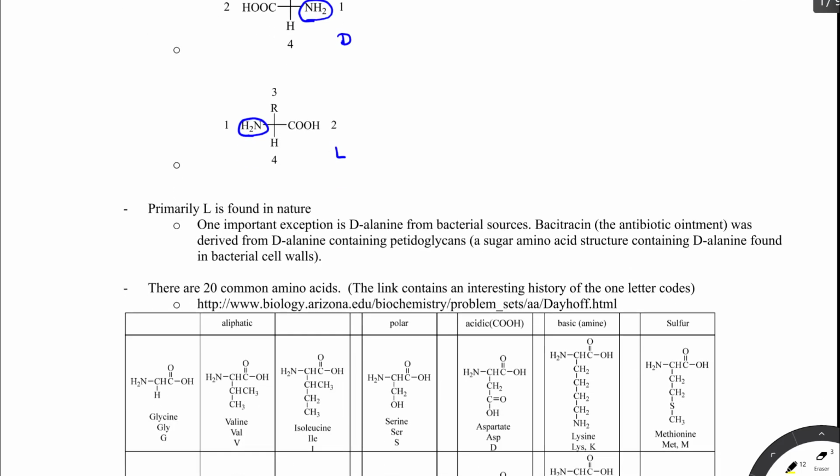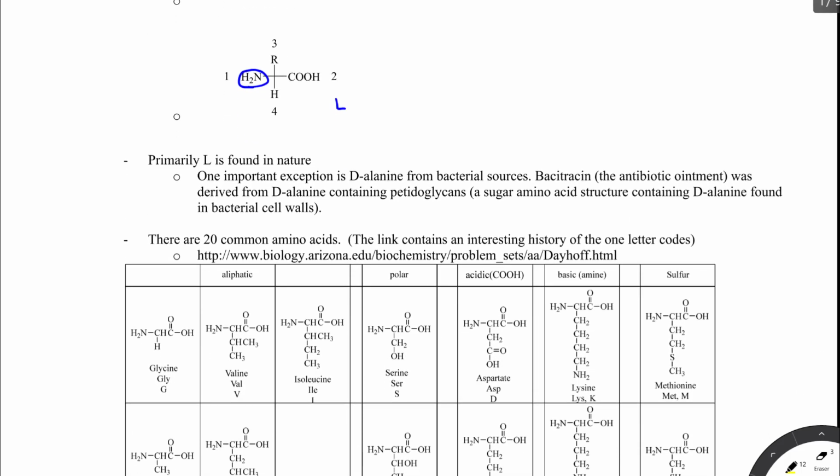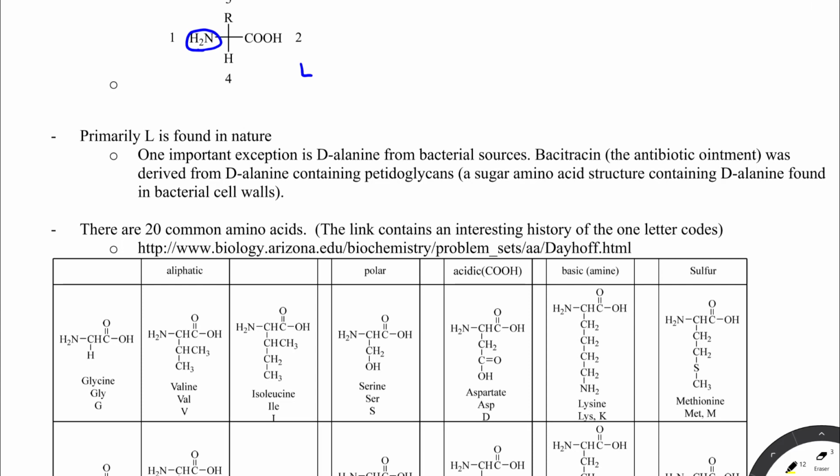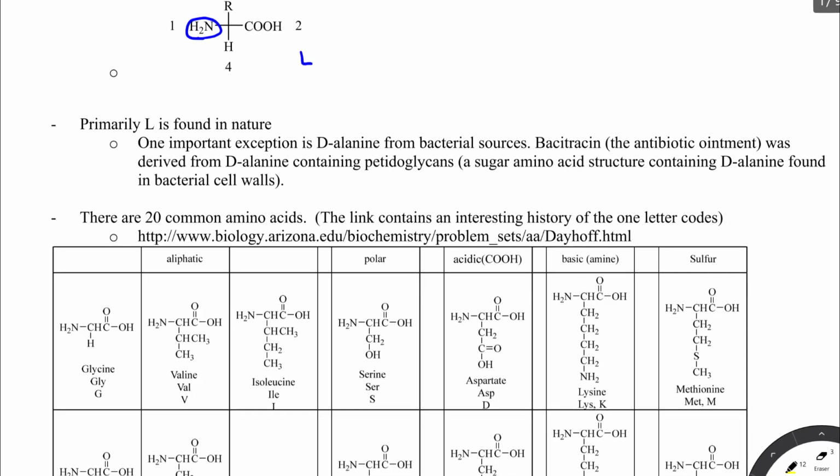Now it turns out one interesting amino acid that's a D amino acid is D-alanine, and D-alanine comes from bacterial sources. So we have a little bit of a D amino acid inside of us, but it comes from bacterial sources. So bacteria produce this in what's called a peptidoglycan. So basically it's a peptide bond with sugars, and so it makes this coating, and this coating helps to protect the bacteria. So when we have D amino acids, it's often D-alanine, and it comes from bacterial sources.